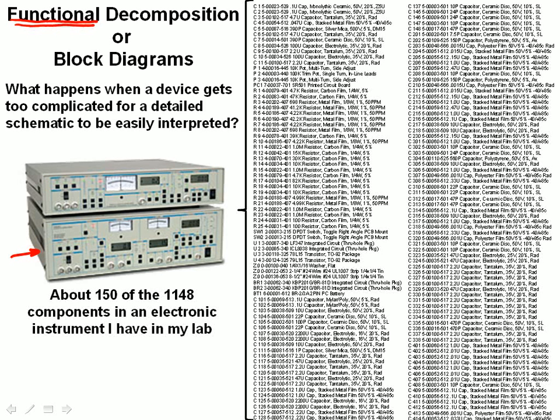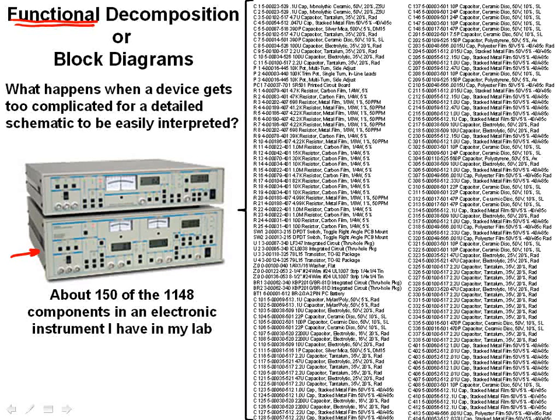But what you see here probably on your video screen is a gray blur, but to me is a list of components, about 150 of the 1,148 components in this electronic instrument. And certainly with over 1,000 components, you can't look at a diagram and understand in any way how this works, because the human mind just can't keep this much information in its head.